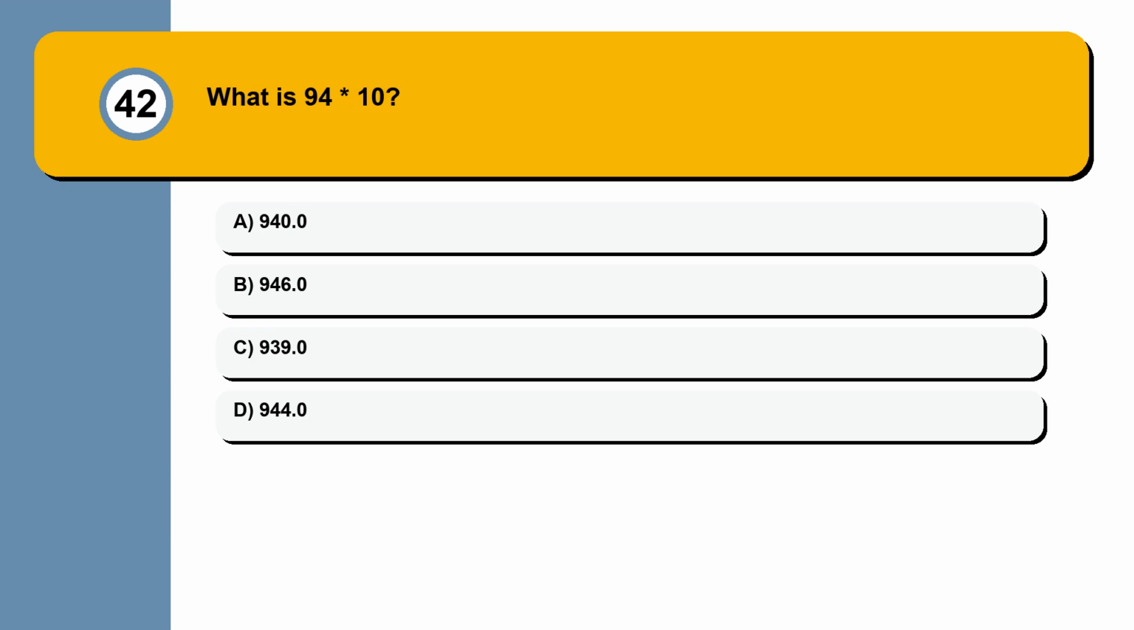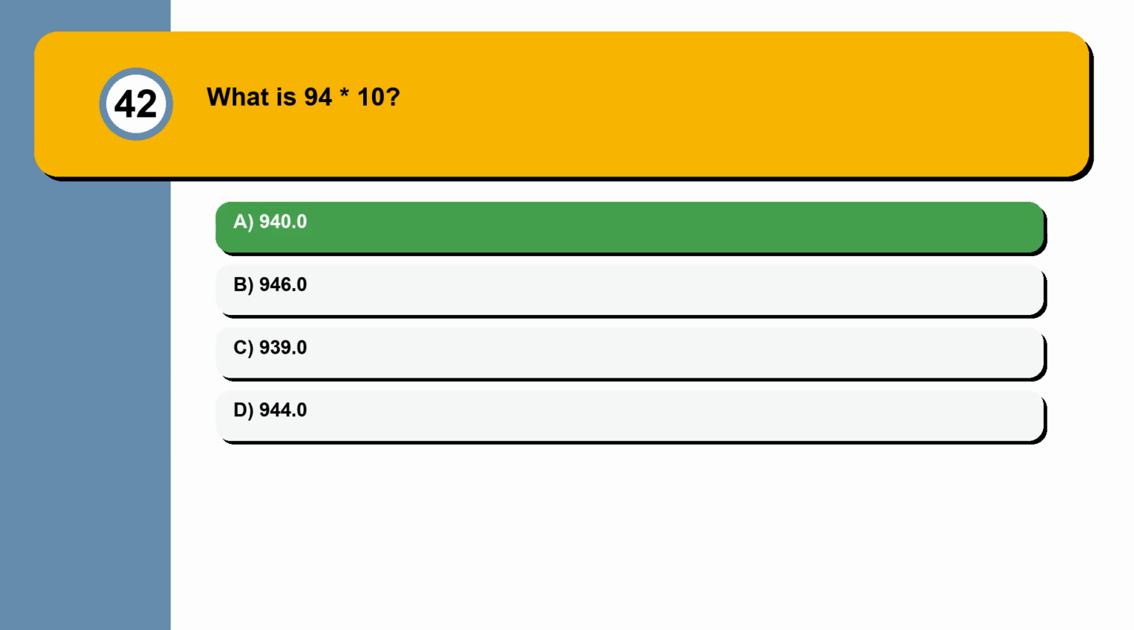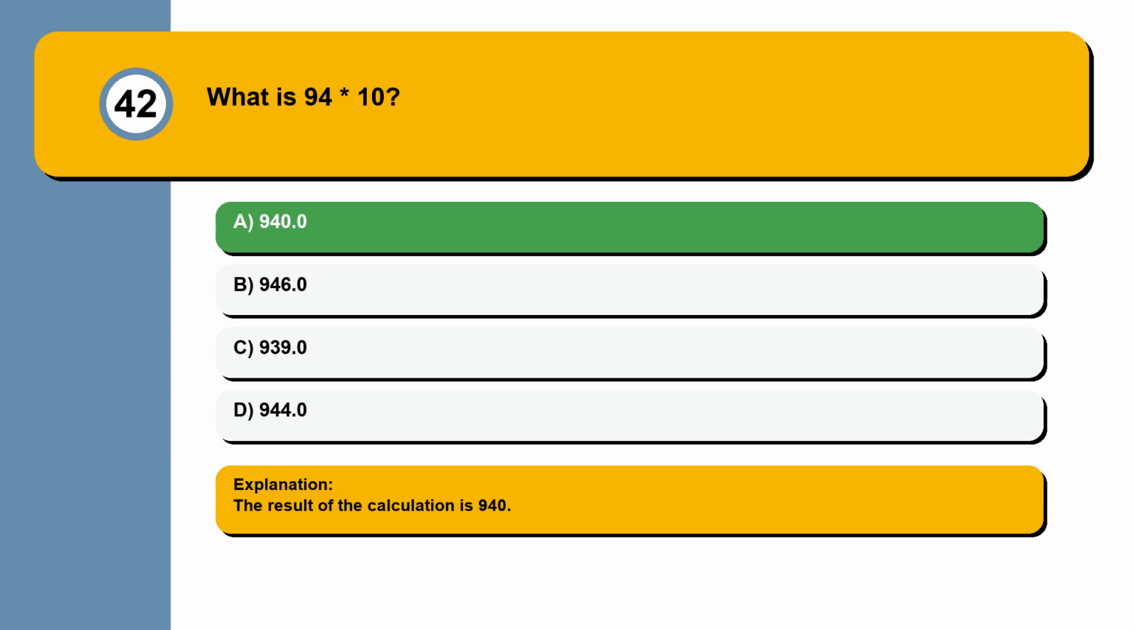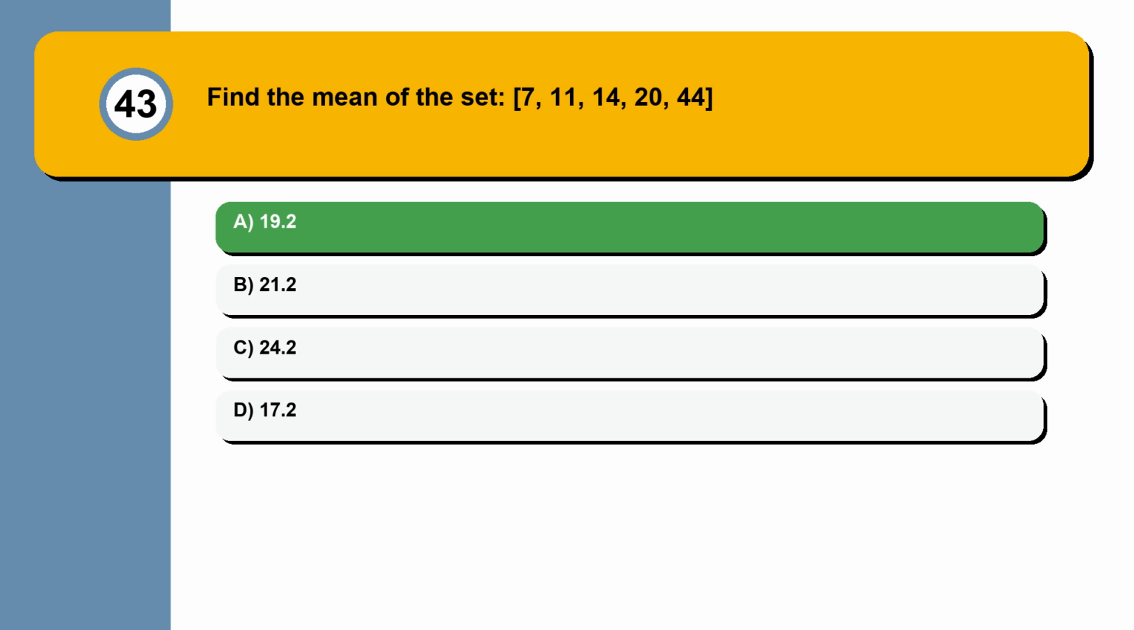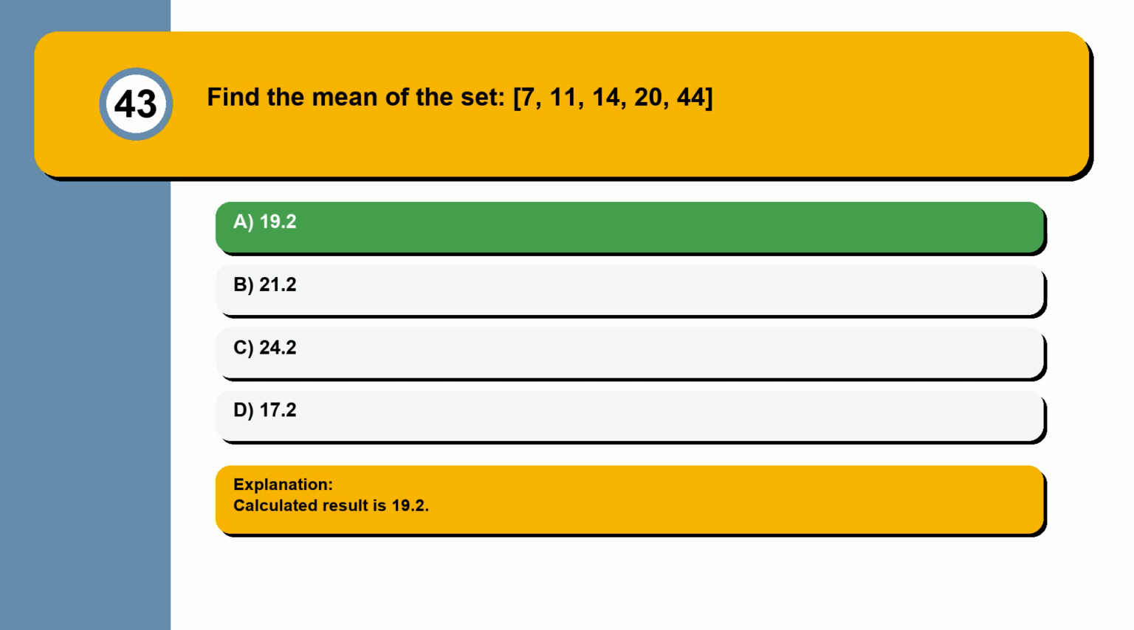Question 42. What is 94*10? 940.0, 946.0, 939.0, 944.0. The result of the calculation is 940. Question 43. Find the mean of the set 7, 11, 14, 20, 44, 19.2, 21.2, 24.2, 17.2. Calculated result is 19.2.